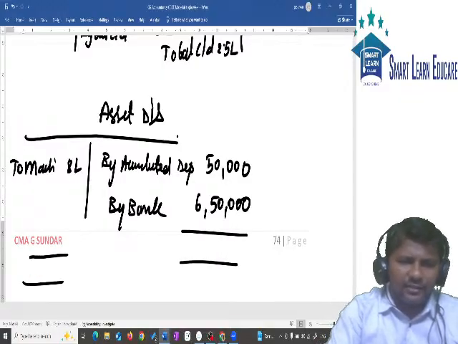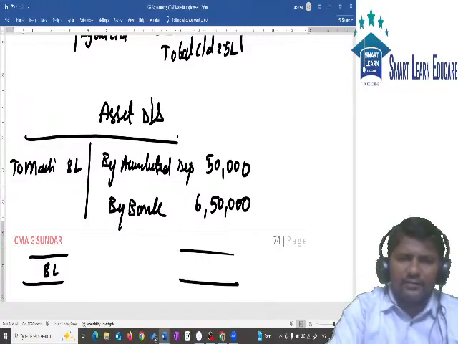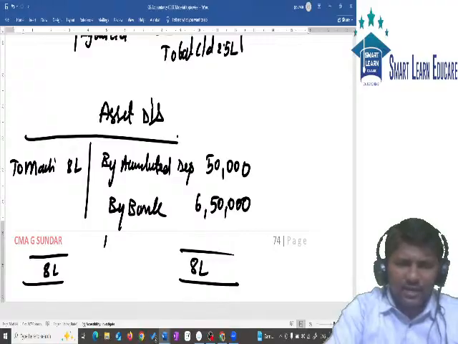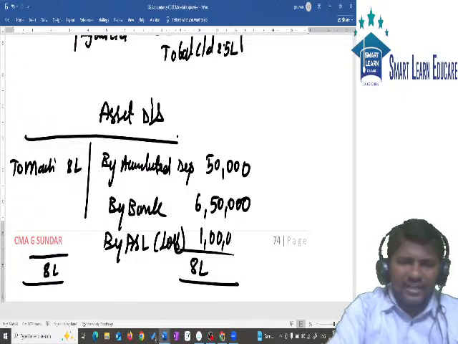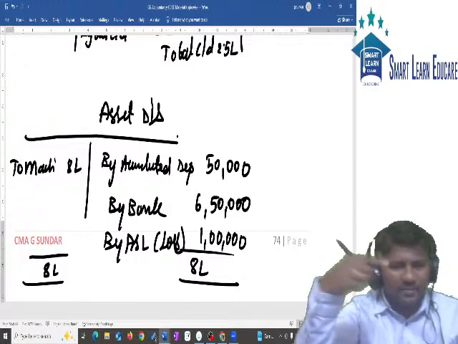8 lakh we have on the debit side. On the credit side we have only 7 lakhs. It is by P&L. When it is by P&L, it means it is a loss. When you prepare operating activity, this 1 lakh should be added back.